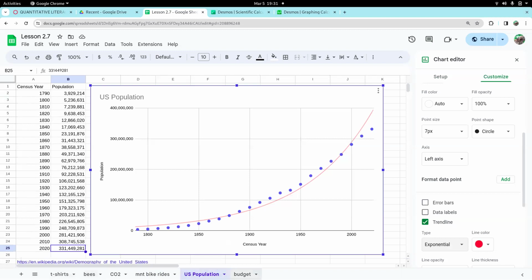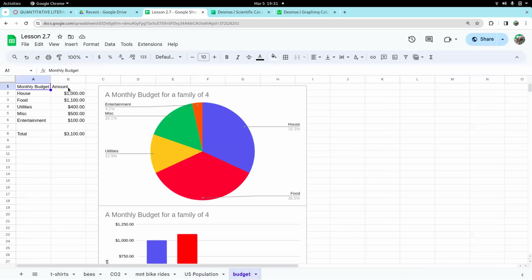The other thing we're going to look at graphically is sometimes we have data that's related in a way that's not like a set of points. So for example, the budget for a household. So we have housing costs like rent or mortgage, food costs, utilities, miscellaneous like clothing and medical expenses, maybe entertainment. This is pretty minimal and sparse, but you kind of get the idea, right?